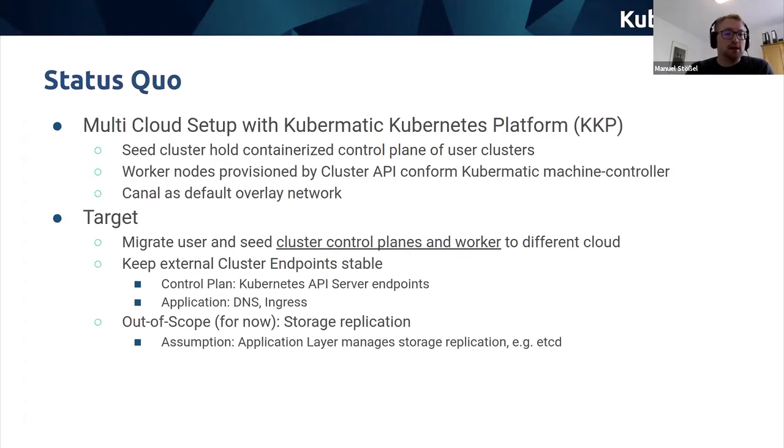And we'll use Canal as our default overlay networking, which is effectively Flannel VXLAN overlay networking with a Calico network policy plugin. And the target is that we migrate the user and seed cluster control planes and worker nodes to a different cloud provider. We'll keep all the external cluster endpoints stable. That means the control plane, the Kubernetes API server endpoints, and the actual application endpoints being the DNS and ingress routing. Out of scope for now is the storage replication. The assumption is that the actual application layer manages the storage replication, like etcd, which is a feature that we will use to migrate the user cluster control plane.